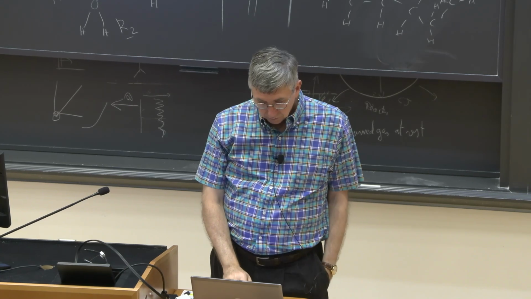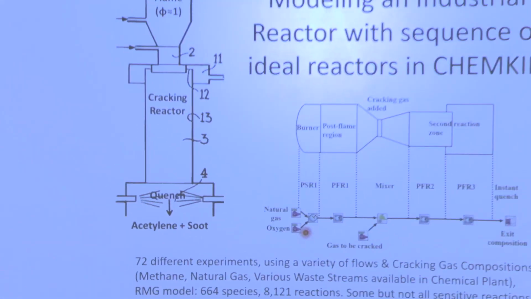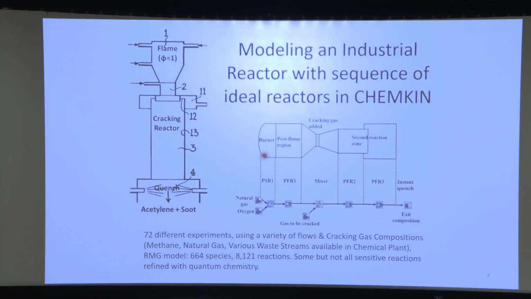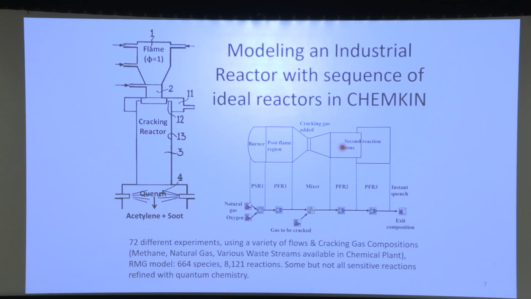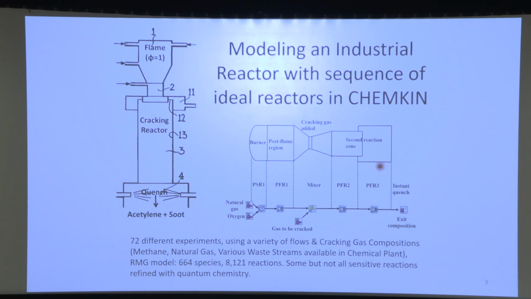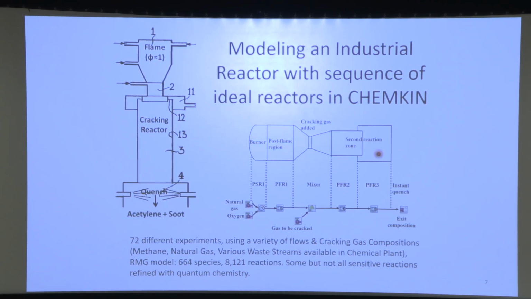All right, so we model it with ChemKin this way. So we said there's a perfectly stirred reactor, then there's a plug flow reactor, then a mixer, then another plug flow reactor, and then another plug flow reactor. And these all are slightly different temperatures because of heat losses and stuff. All right, and at the same time that we were funded to make the model, the sponsor funded another company to build a pilot plant. And they built a pilot plant, and they got contracted to do 72 experiments.